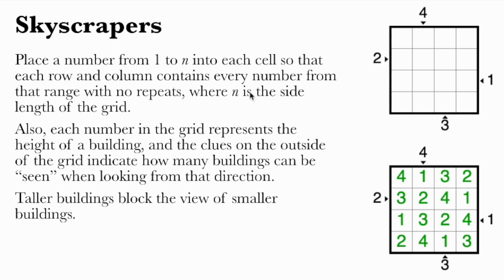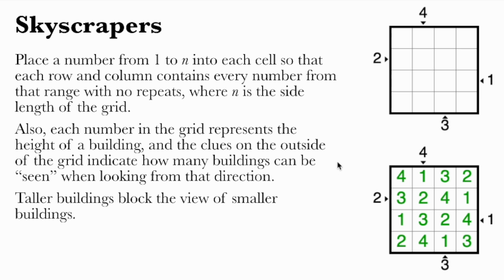The difference between this and a Sudoku is that there are no regions. We only have rows and columns. That's what makes it a Latin square. Also, each number in the grid represents the height of a building, and the clues on the outside of the grid indicate how many buildings can be seen when looking in that direction. Taller buildings block the view of smaller buildings.